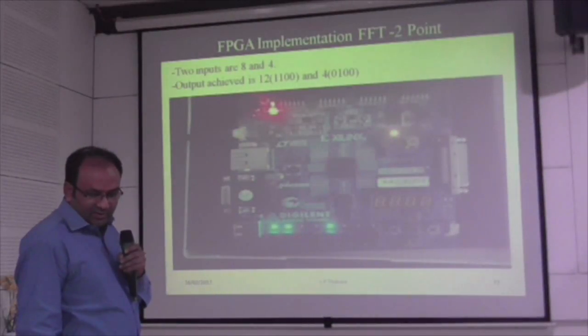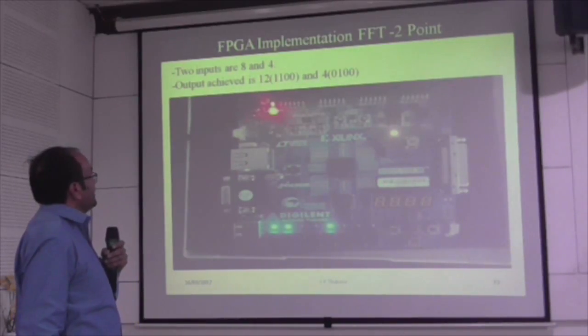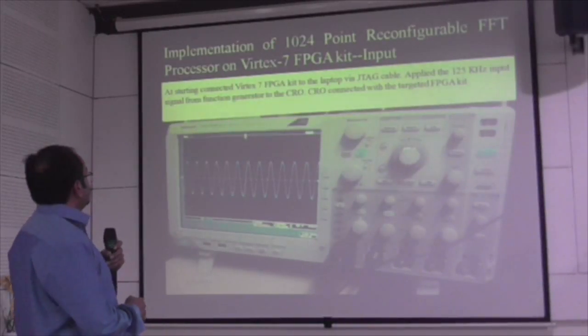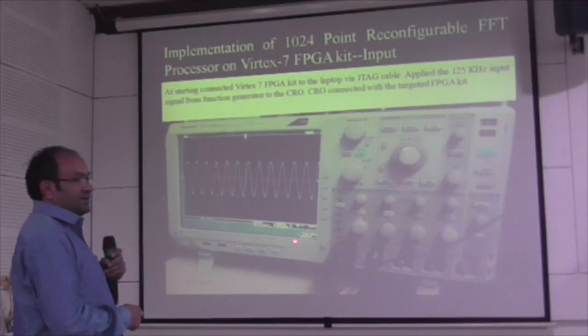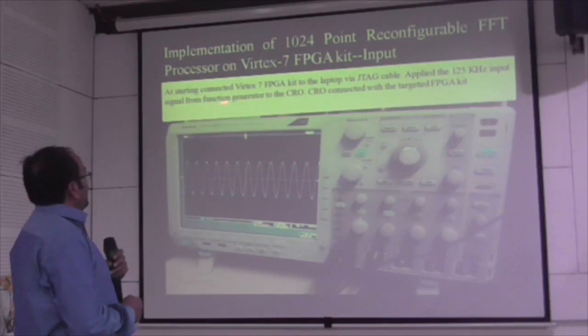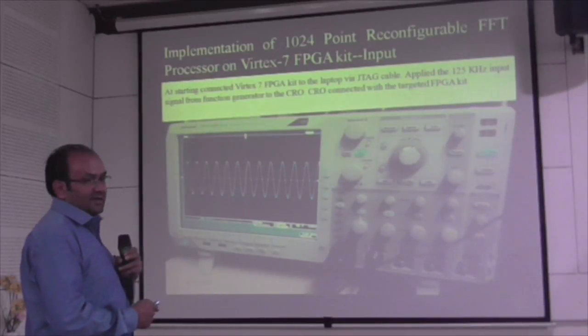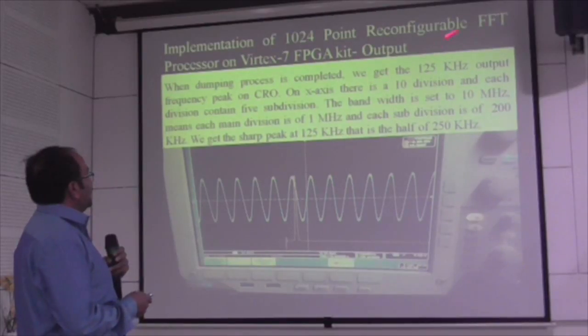Then the FPGA implementation is done. This is the 2-point and 4-point FFT implementation. I used a Virtex-7 FPGA kit to implement this. To check my result, I applied a 125 kilohertz input signal from a function generator, connected to the CRO and to the targeted FPGA kit. After dumping, we get a 120 kilohertz output frequency peak on the CRO.